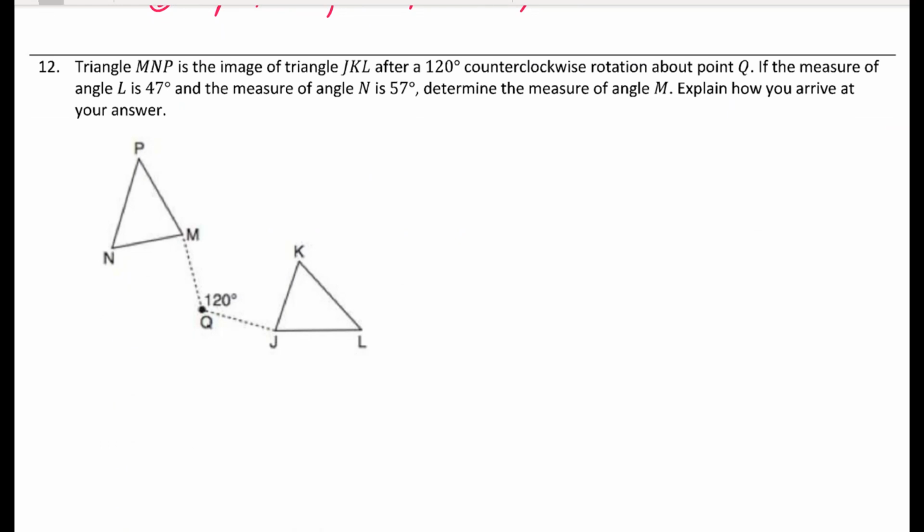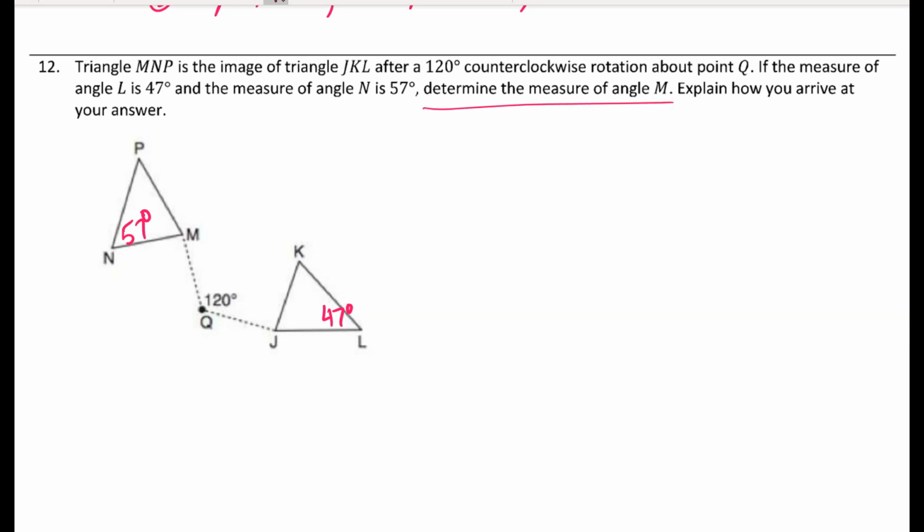Number 12. Triangle MNP is the image of triangle JKL after a 120 degrees clockwise rotation about point Q. So I know these two triangles are congruent because that's a rigid motion. It says the measure of angle L is 47 degrees. First thing I'm going to do is label my picture with that. And N is 57 degrees. Determine the measure of angle M.